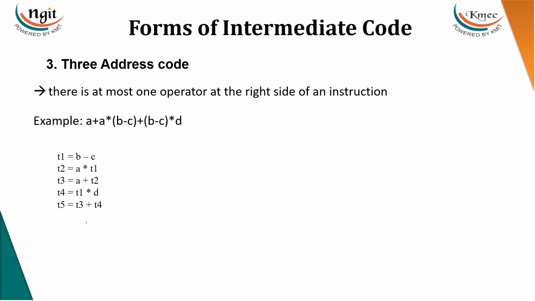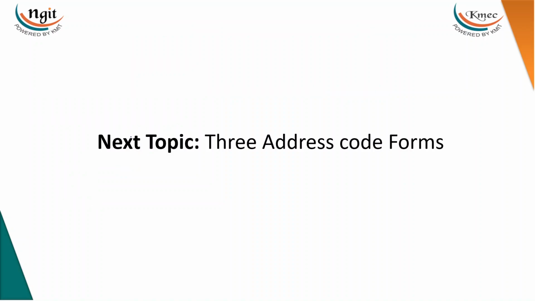And the final one, the most widely used, is 3-address code. See, 3-address code means at most 3 operands are allowed. So how can we represent this code in 3 addresses? The next concept is 3-address code only. In that video, we'll clearly discuss this 3-address code and how this code is represented.